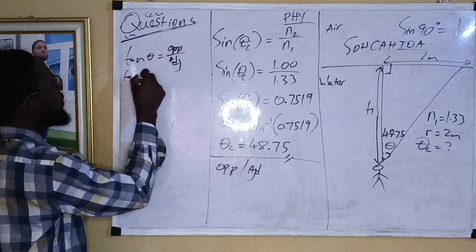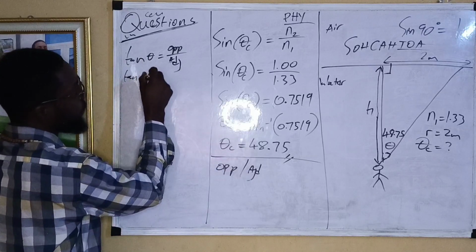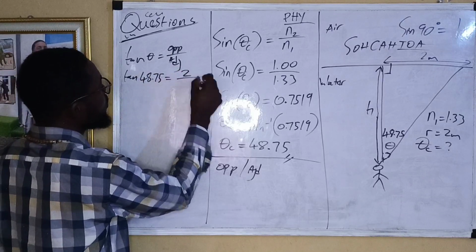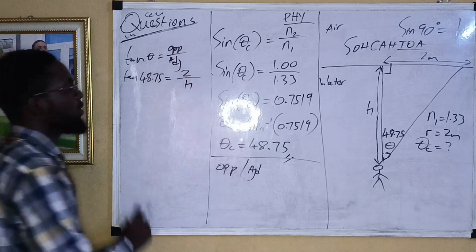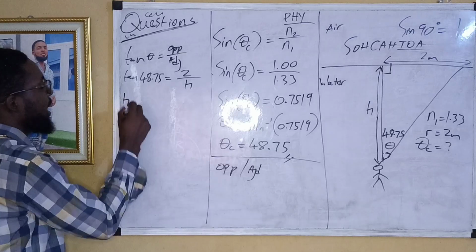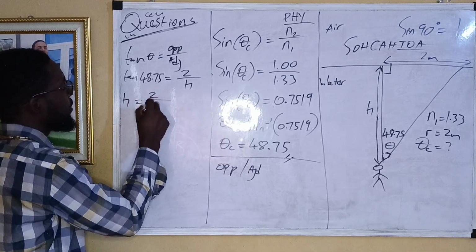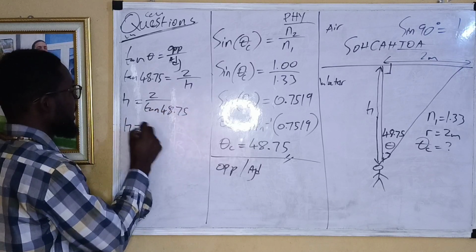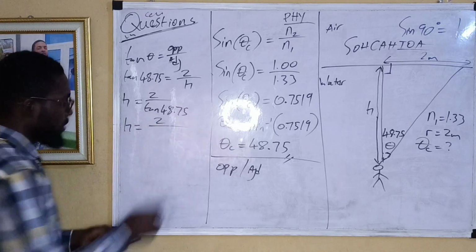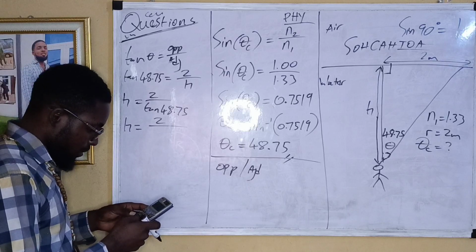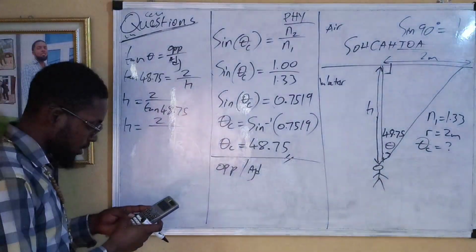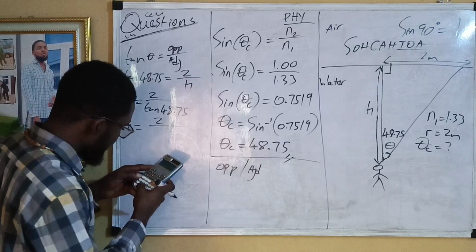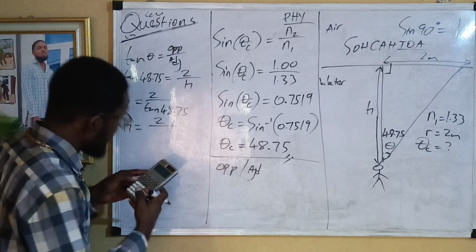Opposite over adjacent. So therefore, tan 48.75 is equal to opposite, which is 2, over adjacent. That is the height, that's what we are looking for. So therefore, the height is equal to 2 over tan 48.75. So the height becomes 2 over tan 48.75.